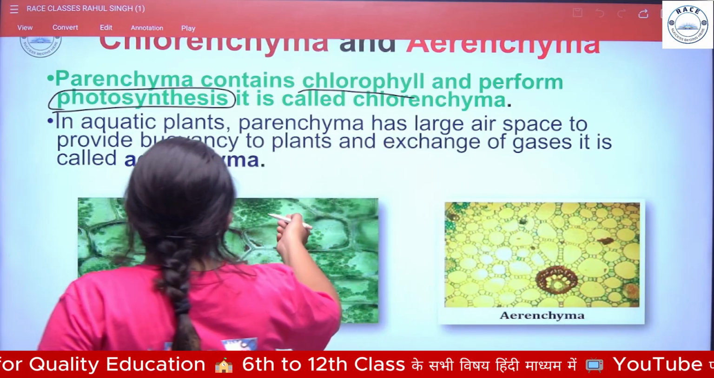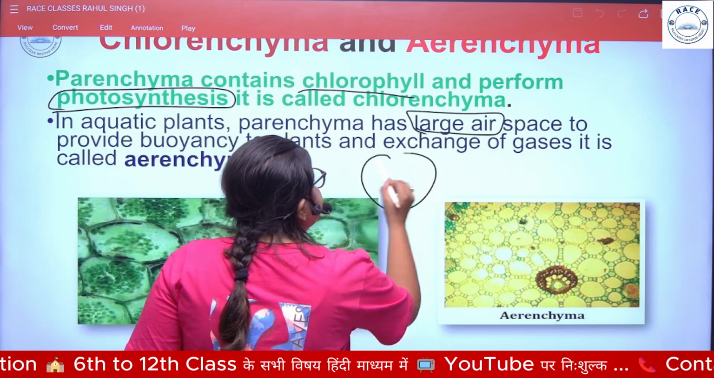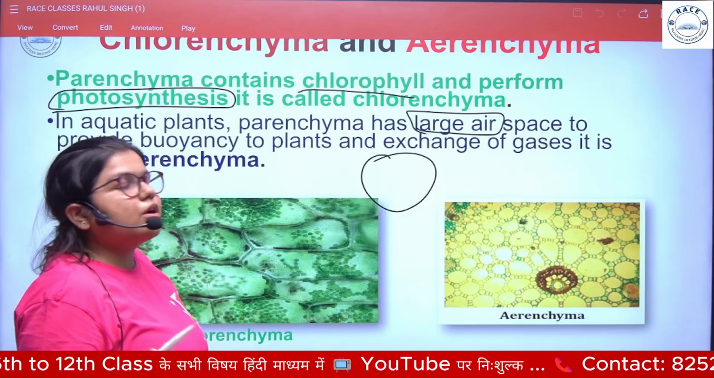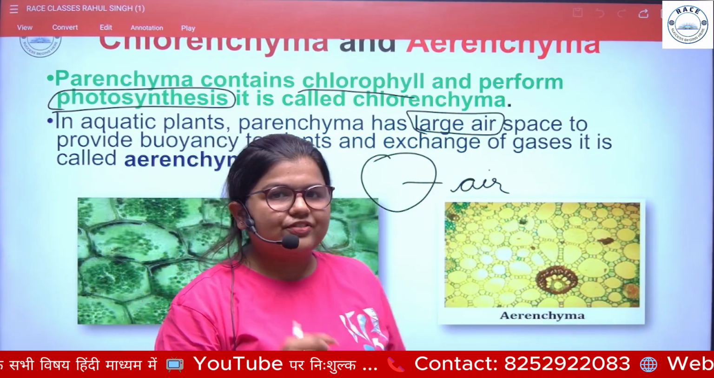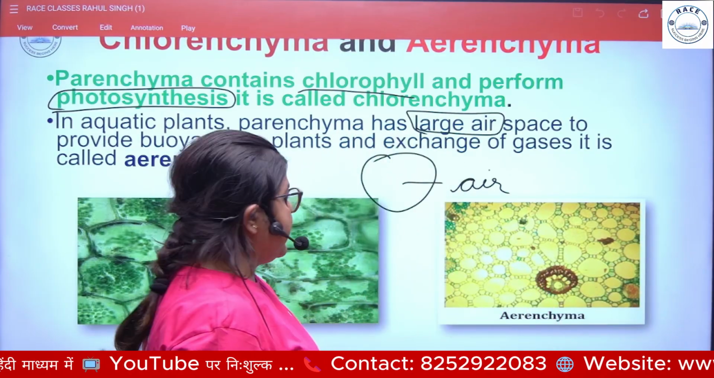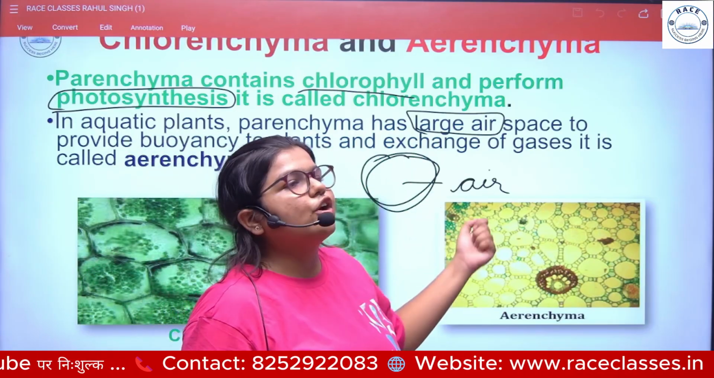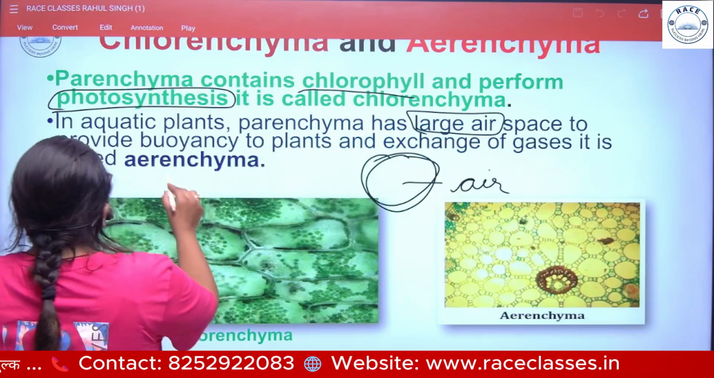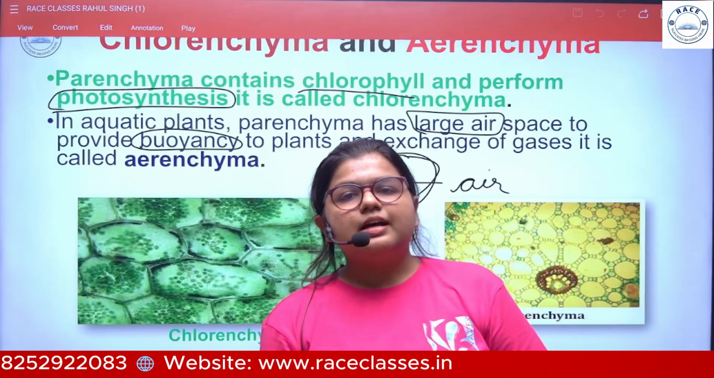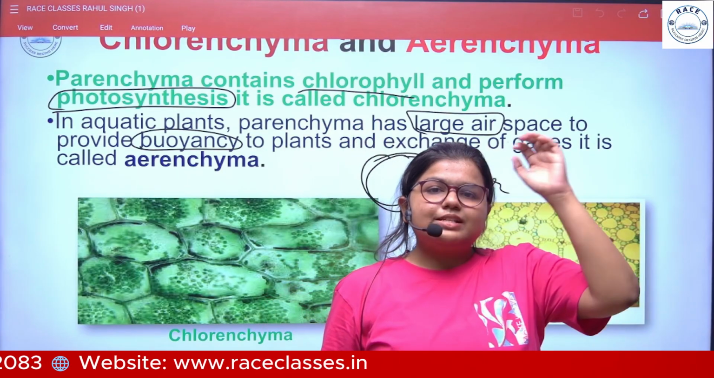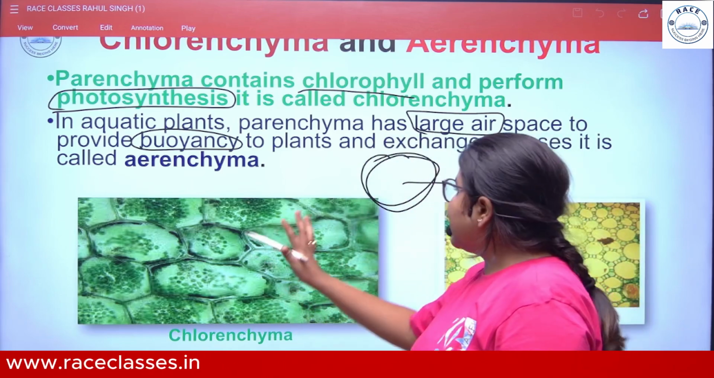In the aquatic plants, parenchyma has large air spaces. Wherever there is a large space, it is always occupied by air, unless there is vacuum inside it, that is a different case. Generally, whenever there is a large space, it is occupied by air, to provide buoyancy. Now, what is buoyancy? In physics, you must have studied that whenever we go inside the water, there is a force which is balancing inside the water. So that is known as buoyancy.